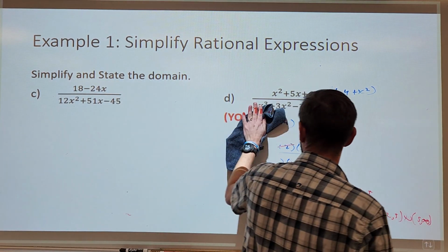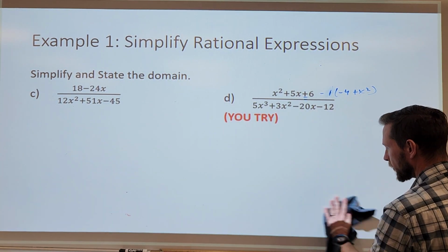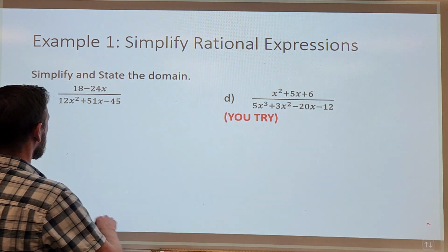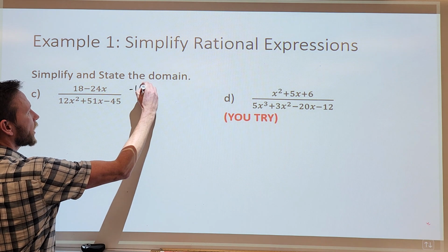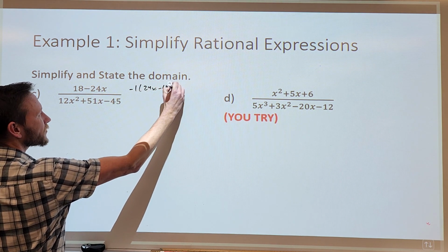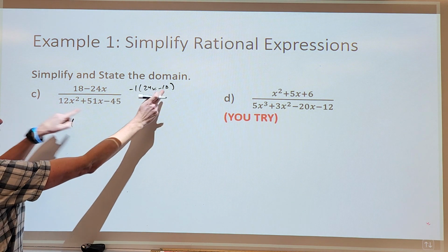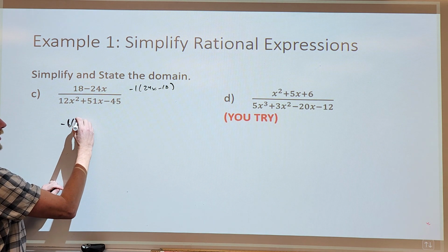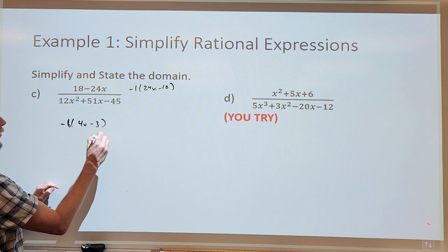I'm going to do letter C real quick, show you what that looks like, and then I'm going to have you do letter D. If you want to work on letter D and pause the video while I'm doing this next one, that's fine. But on this next one, I don't like the order of those, so I'm going to rewrite that as -1 times 24x minus 18, and then I'll do some factoring from there. These have a common factor of, it looks like 6, so maybe I'll just make that a -6 times 4x minus 3.